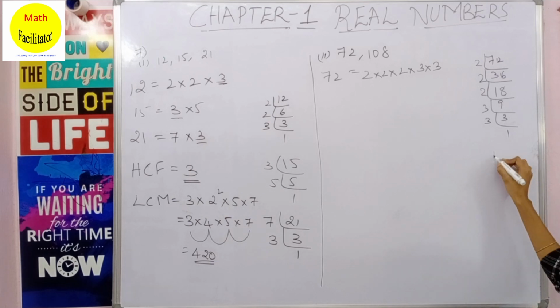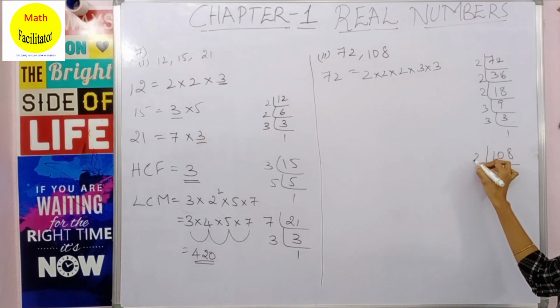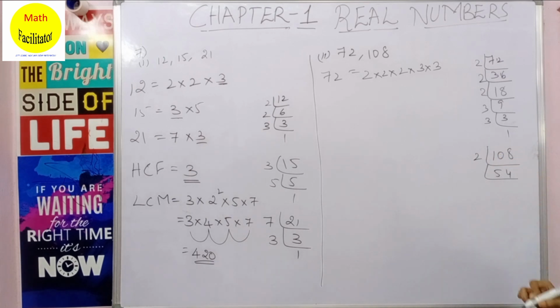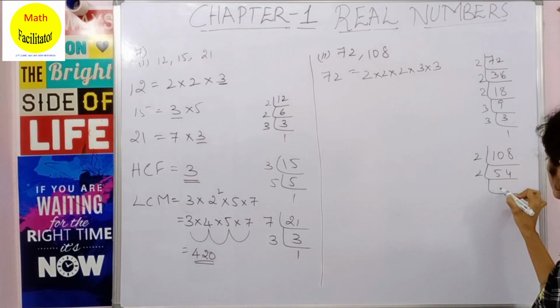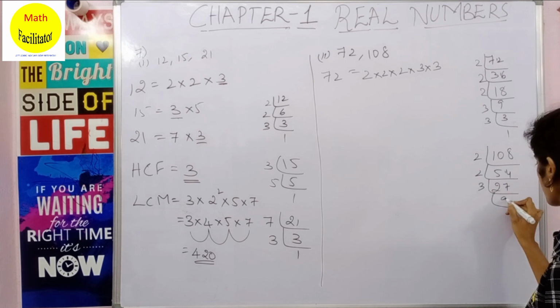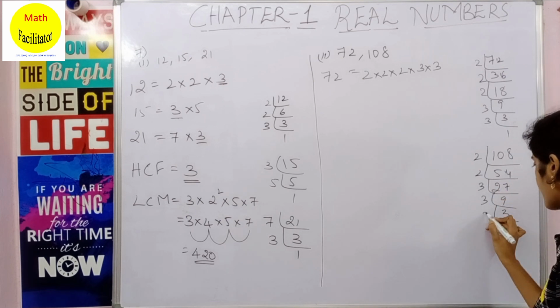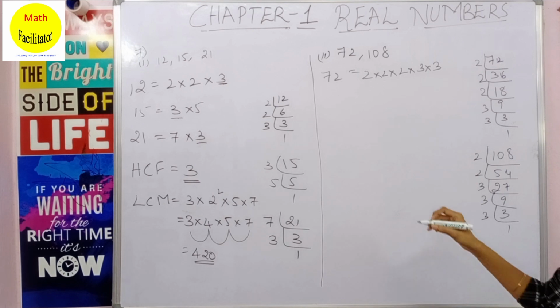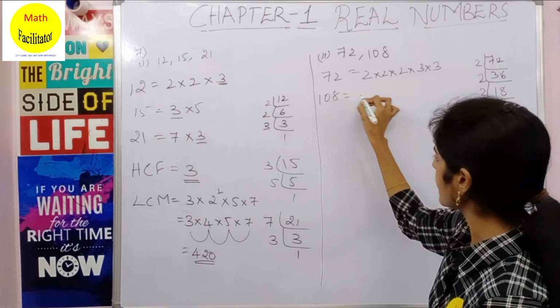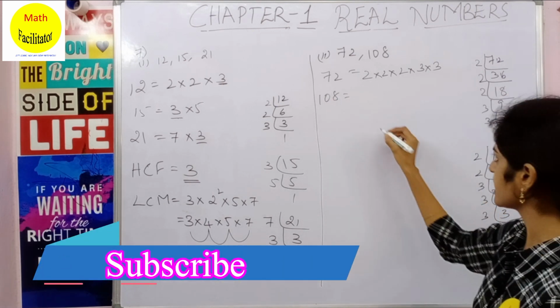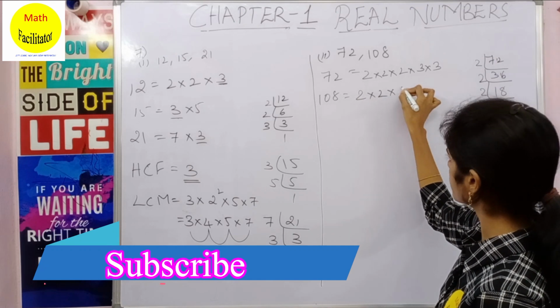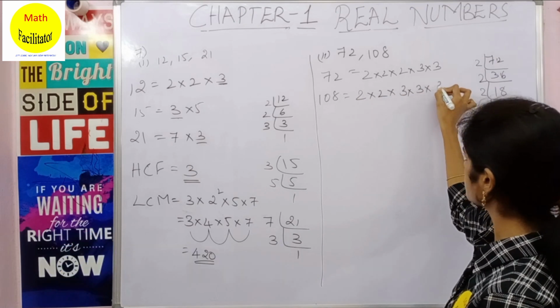Now the prime factorization of 108: 2 fives are 10, 2 fours are 8, 2 twos are 4, you are left with 1, 2 sevens are 14, 3 nines are 27, 3 threes are 9 and 3 ones are 3. So 108 you can write as 2 into 2 into 3 into 3 into 3.